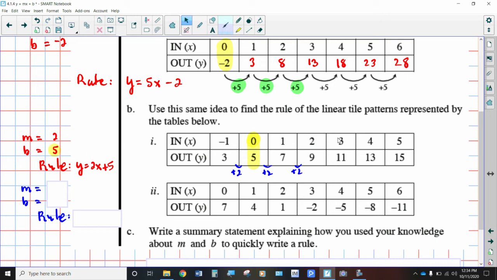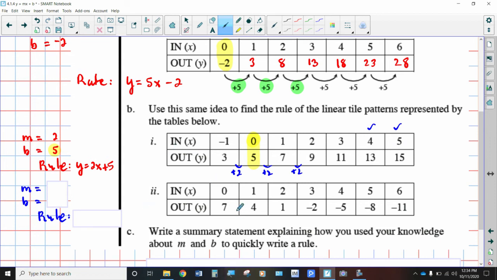And now let's test it to make sure that works. Let's take this point right here. When x is equal to 4, 2 times 4 is 8, and 8 plus 5 is 13. Let's check it again. When x gets multiplied times 2, that's 2 times 5 is 10, and 10 plus 5 is 15. That confirms in both of these two ordered pairs that this rule actually works for those two, so it'll work for all of them.